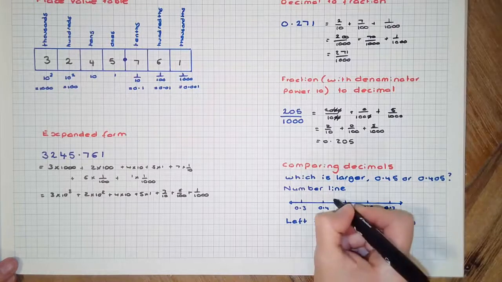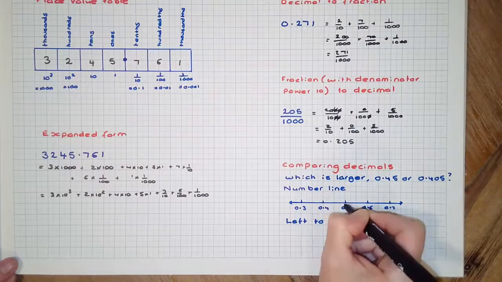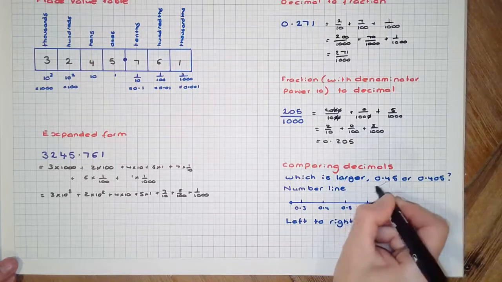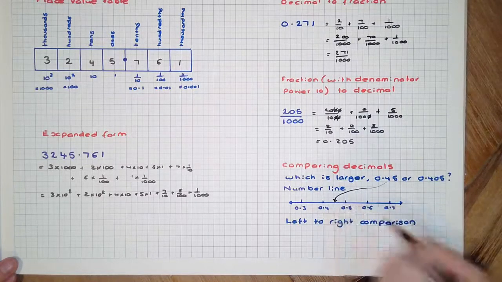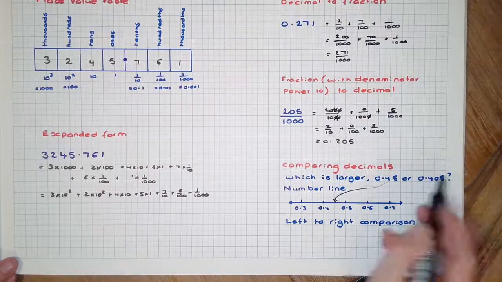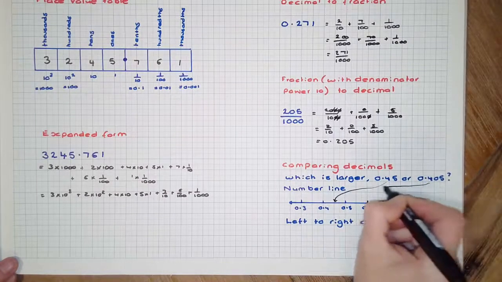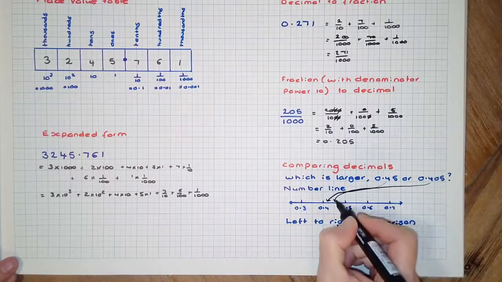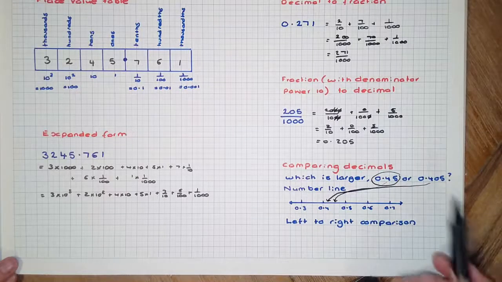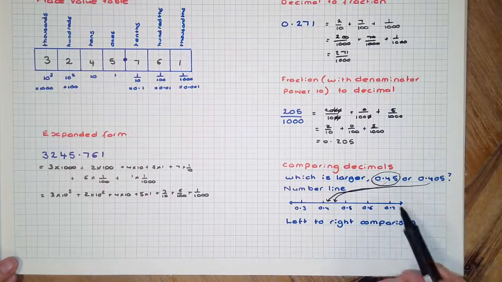0.45 would be exactly in between, halfway, 0.4 and 0.5. So 0.45 would fall here. 0.405 is only a little bit more than 0.4. So we can clearly see that 0.45 is greater than 0.405 because it's further to the right on a number line.